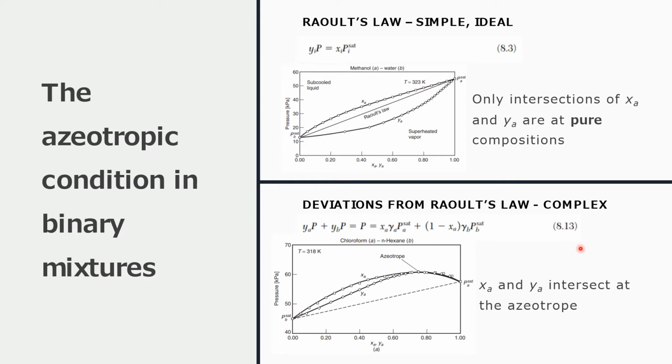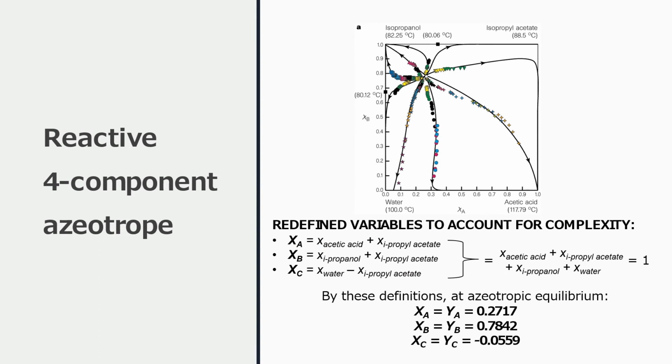However, these deviations can become so great, such as in this graph, at the concentrations of XA and YA about 0.8, called an azeotrope. It is a temperature and pressure at which the composition of the liquid and vapor phase is exactly the same. We were able to find an article that was doing research on azeotropes, specifically azeotropes in systems with chemical reactions. Given it's a much more complex system, they redefined variables XA, XB, and XC.